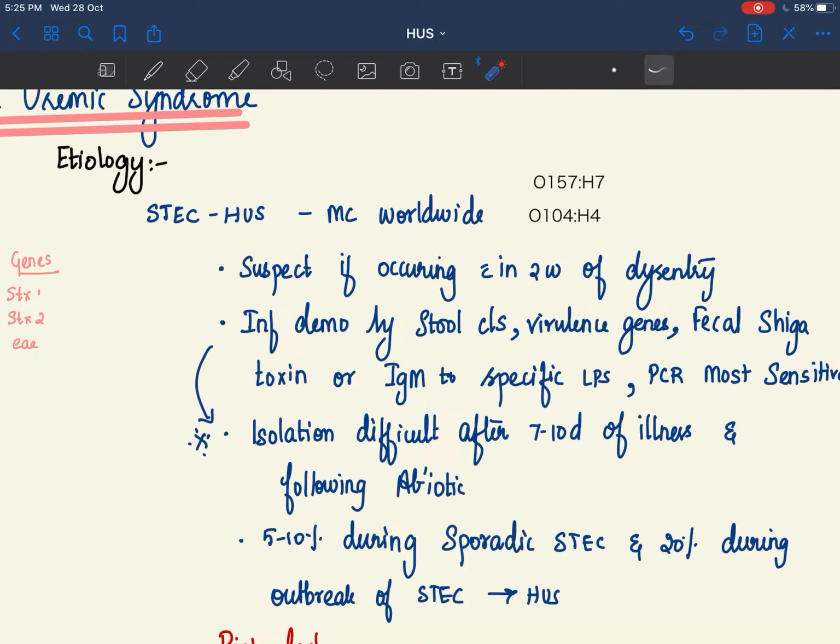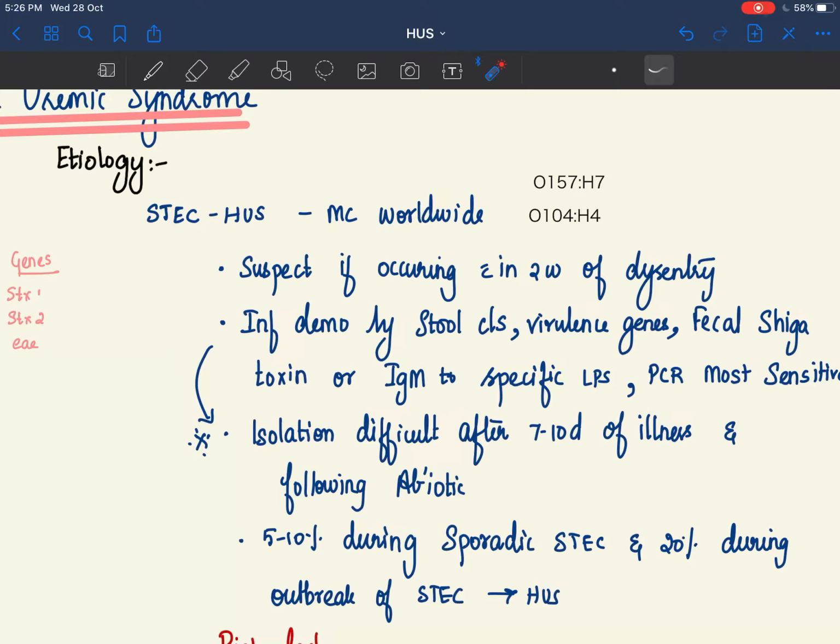It can be done by means of stool culture sensitivity, virulence genes. The virulence genes are STX1, STX2 and EAE gene. Fecal Shiga toxin or IgM to specific lipopolysaccharide can be demonstrated, and PCR is the most sensitive, which is done in stool culture. Okay, so you basically try to demonstrate this is the reason for this hemolytic uremic syndrome, because why? Again, your management varies.